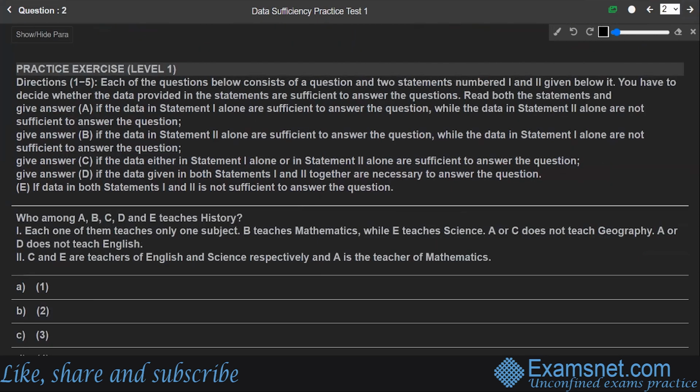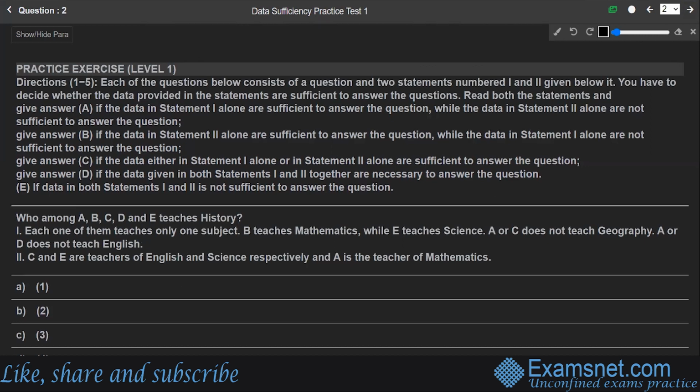Now the same thing we have to target again. The options are the same. Okay, let us see how the question can be answered. The question number second says, who among A, B, C, D and E teaches history? This is the question. So the statement number first we have to see, and we have to verify whether the information provided in statement number first is sufficient to answer the question or not.